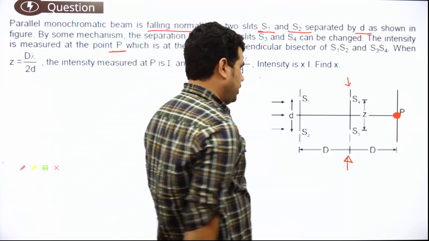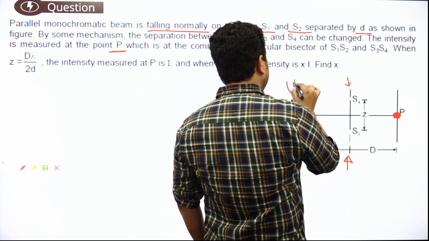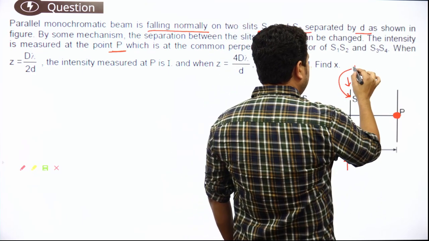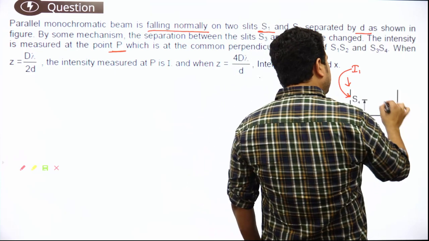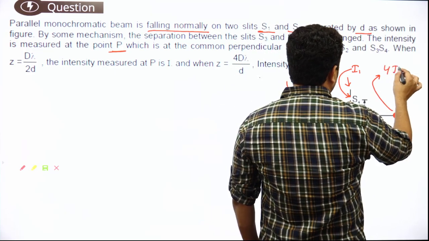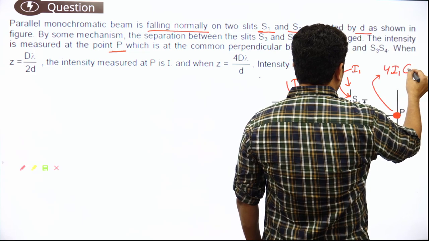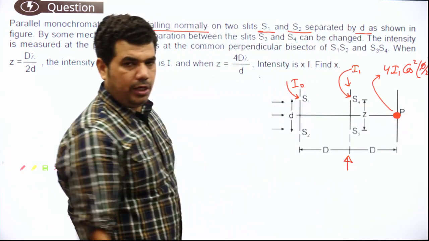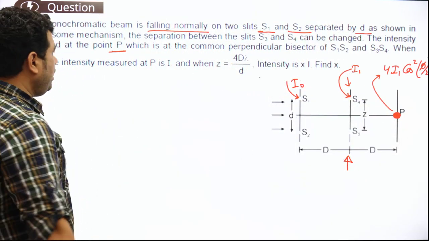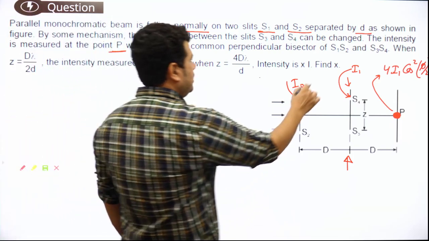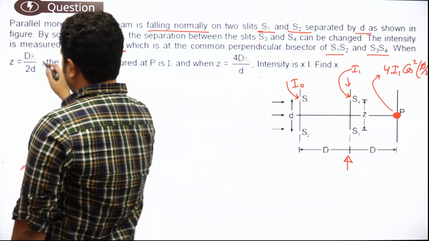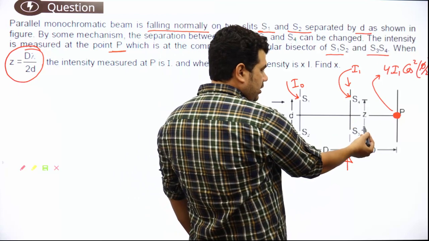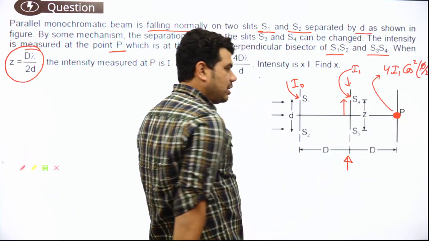See, dear students, let's say here the intensity is I0 and at this position, the intensity is I1. So, at this position, intensity will be 4I1 cos square phi by 2. Okay? Got it? Now let's see, if it's common perpendicular bisector of S1 and S3, when Z is equal to lambda by 2d. So this distance is Z. So this distance is, my dear students, Z by 2.